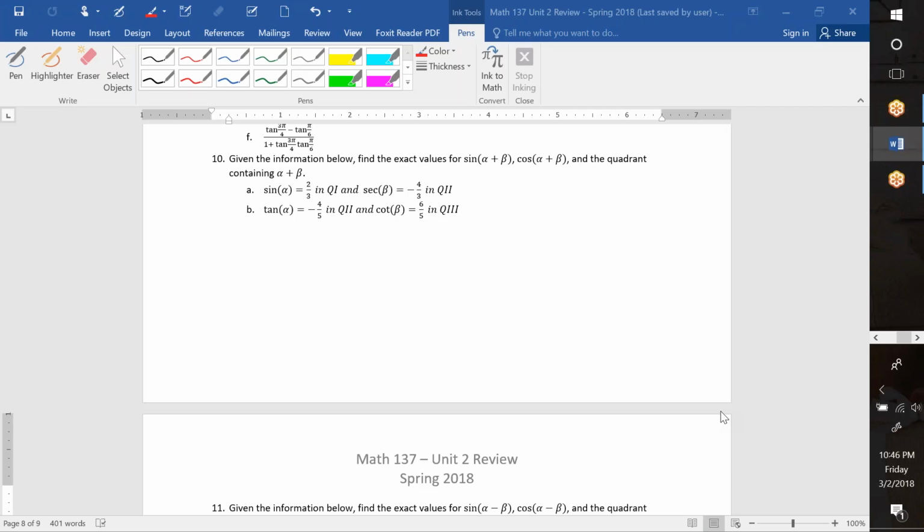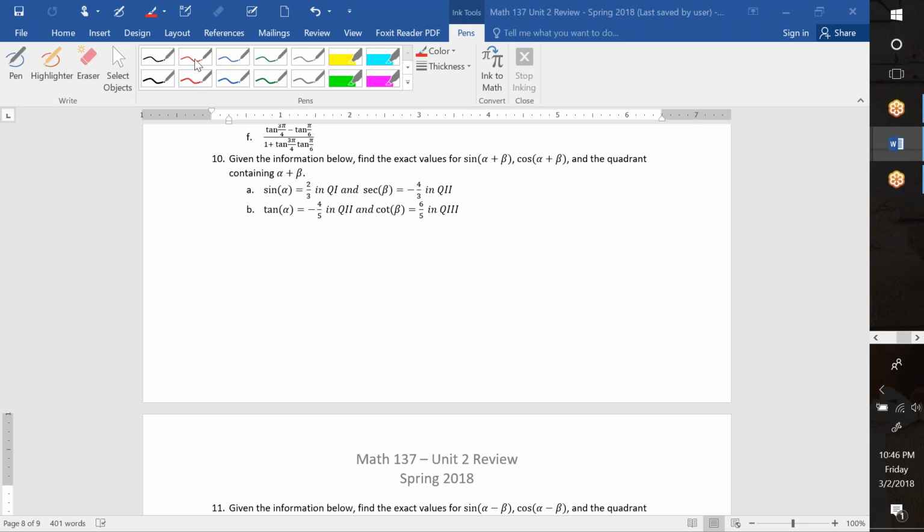Okay, so now we're looking at number 10. Given the information below, find the exact values for the addition formula of sine, the addition formula for cosine, sorry, and the quadrant that alpha plus beta is in.